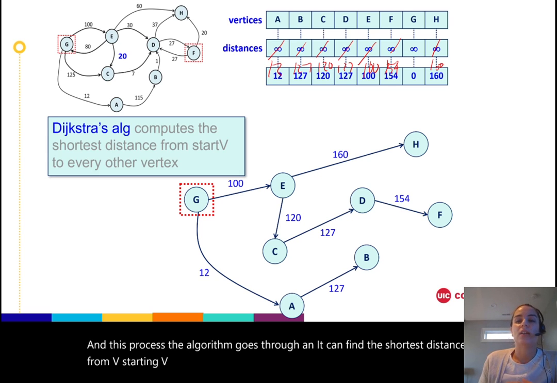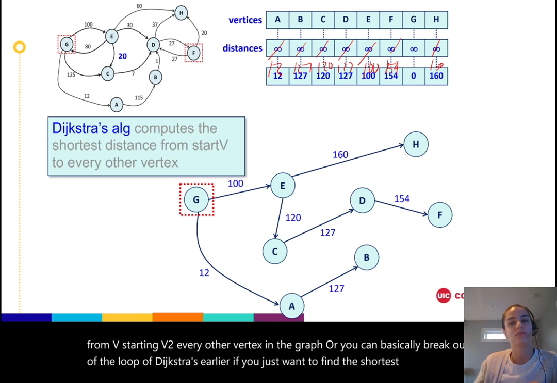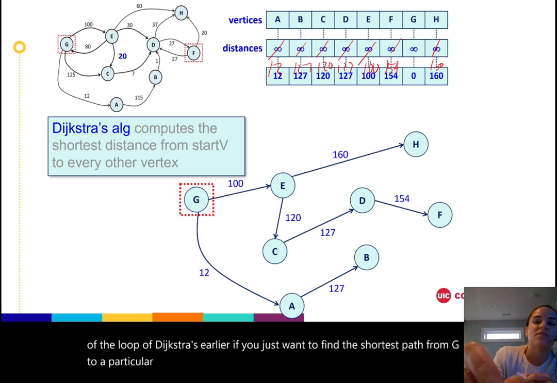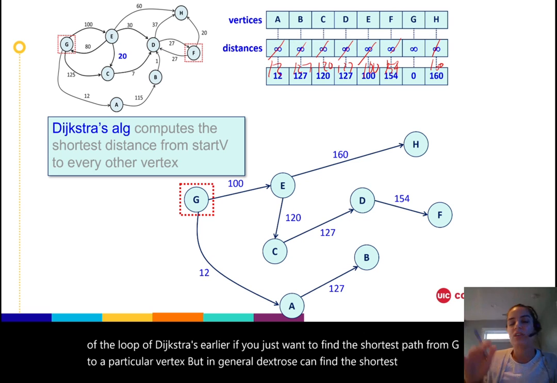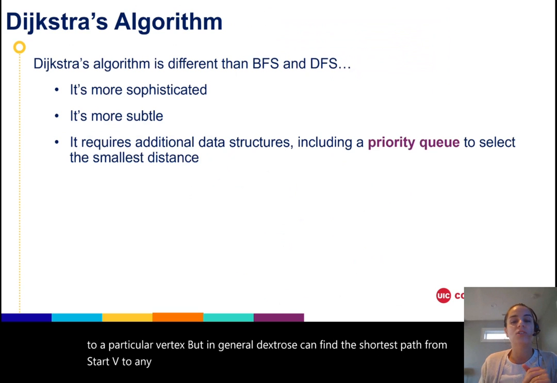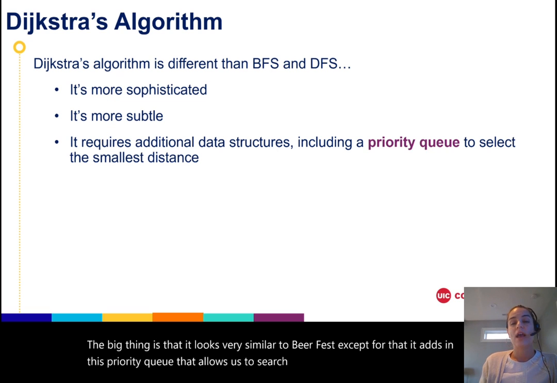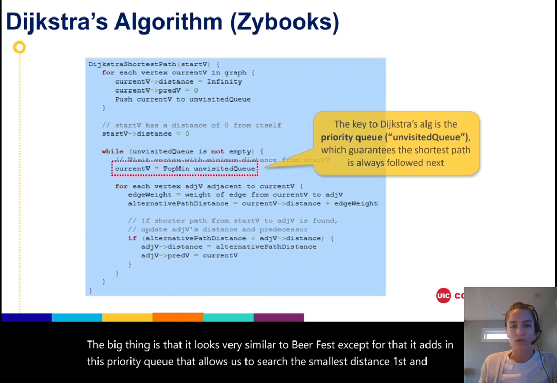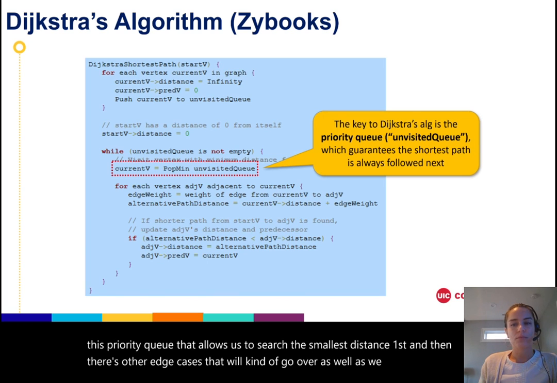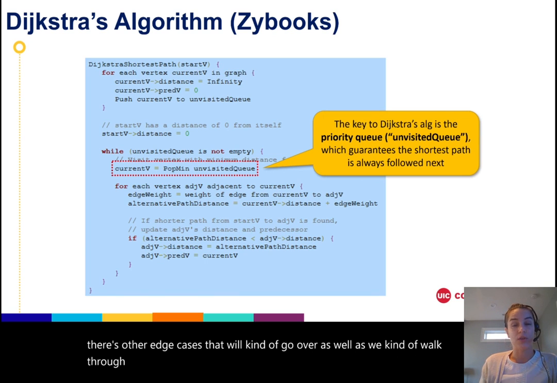Or you can basically break out of the loop of Dijkstra's earlier if you just want to find the shortest path from G to a particular vertex. But in general, Dijkstra's can find the shortest path from start V to any other vertex in the graph. And so let's go through what that actually looks like. The big thing is that it looks very similar to BFS, except that it adds in this priority queue that allows us to search the smallest distance first. And then there are other edge cases that we'll go over as we walk through it. But the priority queue is the key here.